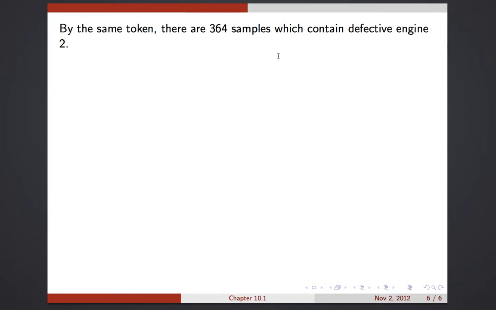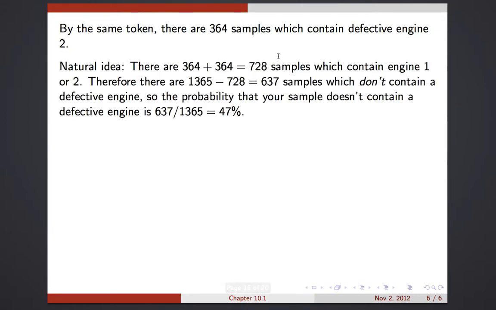Okay, and so from your email, I think you had trouble starting, right, which is perfectly fine. So you might not have gotten to this point. But let me show you what usually happens at this point. There's a subtle error that many students make that's perfectly natural. So here's the idea. There are 364 samples which contain engine 1. There are 364 samples which contain engine 2. So it's natural enough to add those two numbers together, which says there's 728 samples which contain engine 1 or 2.